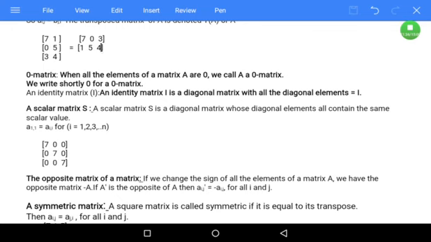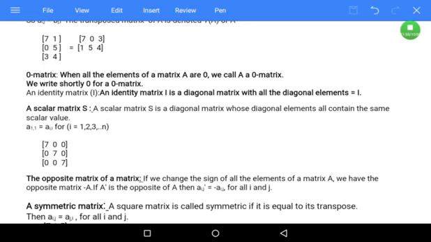Alright, so we also have what they call the zero matrix. When all elements of a matrix A are 0, we call it a zero matrix. Do you understand? We write 0 for a zero matrix. For instance, if you have a matrix of n by n order and everything inside the matrix is 0, we call that a zero matrix. There's no element aside from 0.